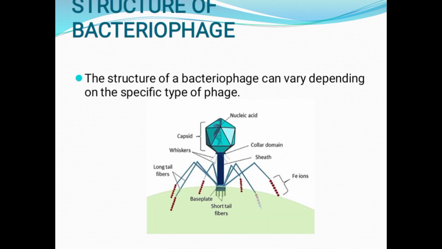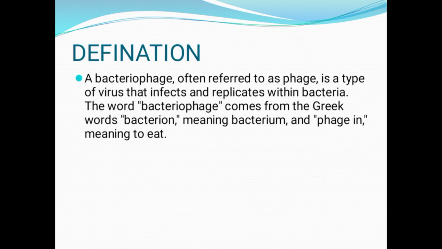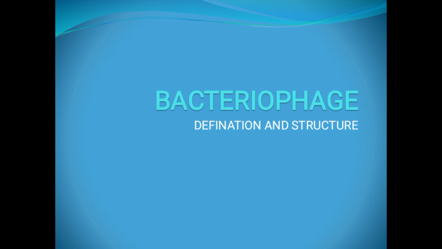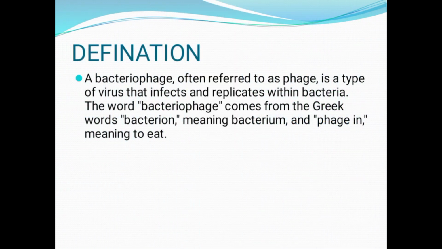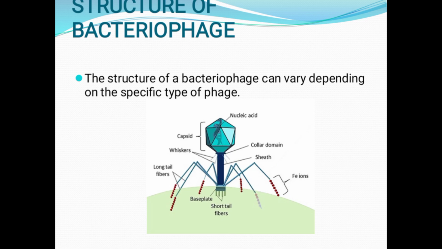So we are going to look at the structure of this bacteriophage, and as you can see from this diagram, we have the structure. We have the head, the capsid. The head is also known as the capsid. So this is the capsid, the upper part. The whole of this region is called the capsid. The capsid contains the nucleic acid. As you can see, the upper part is the nucleic acid.